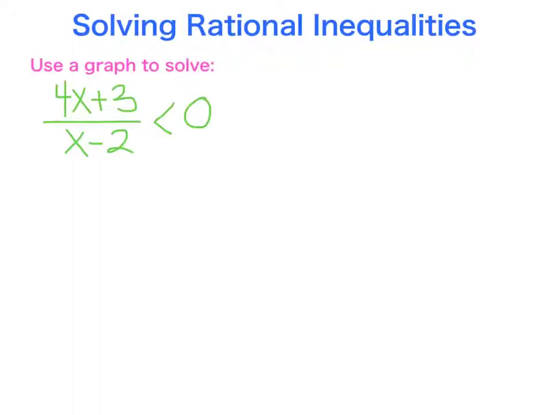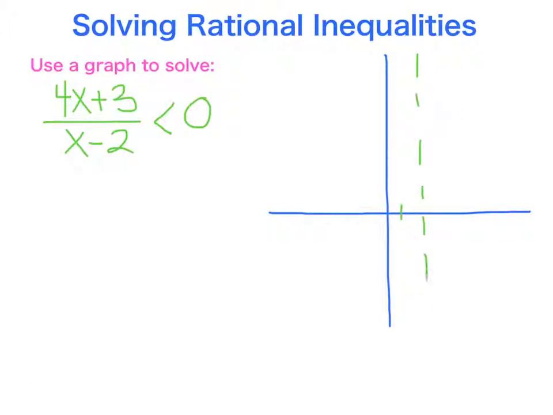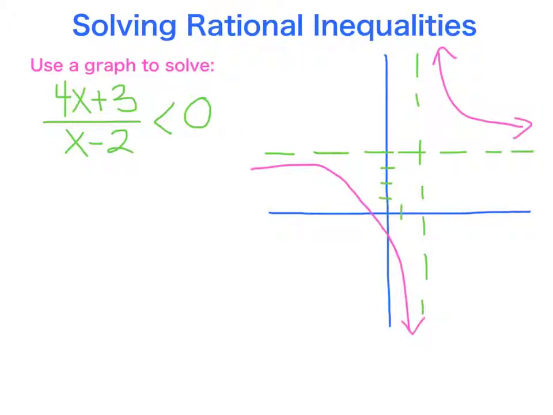I want you to use a graph to solve (4x + 3)/(x - 2) < 0. When you put that in your calculator, it's going to look like this. We'll have a vertical asymptote at x = 2 and a horizontal asymptote at y = 4, and the graph is going to look something like this. That's crooked, but that's okay.